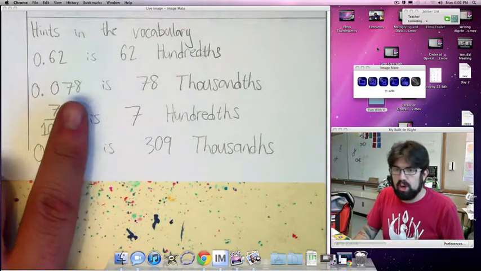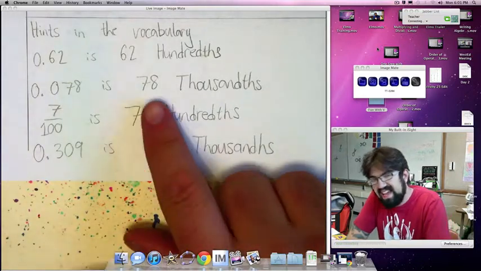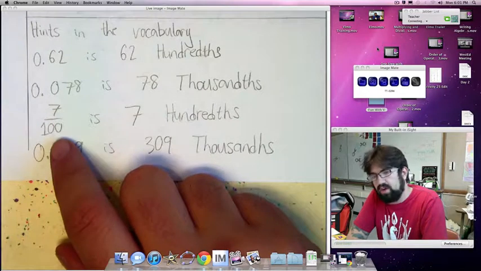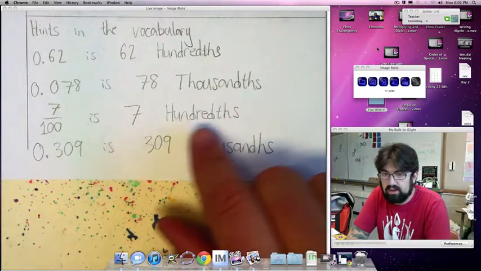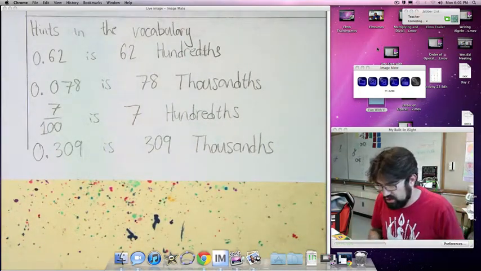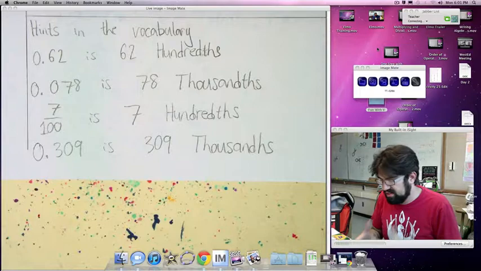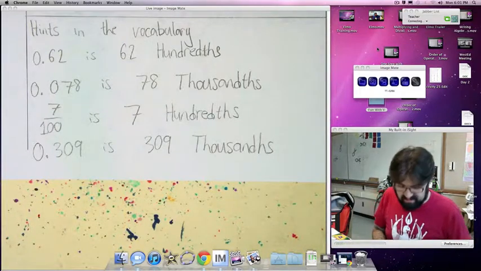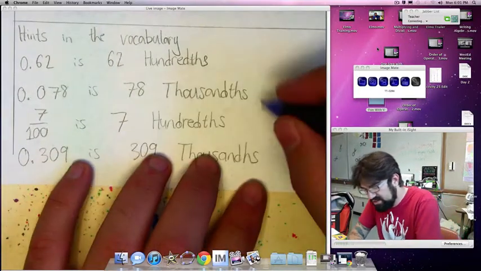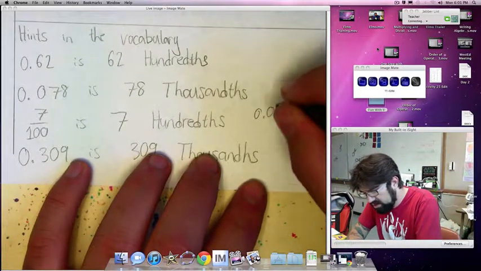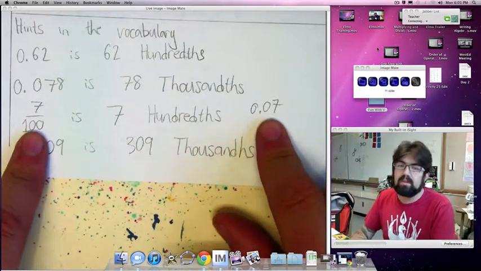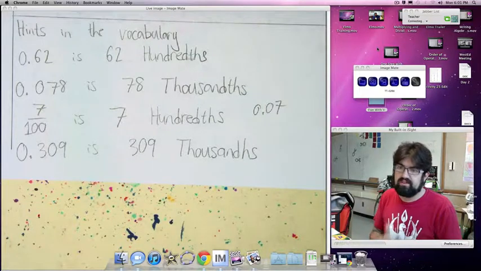0.078, nope, it should be read 78 thousandths. 7 over 100 is 7 hundredths. It can be read that. That's how you read a fraction. You don't read 7 over 100. You're supposed to read it as 7 hundredths. It's the same number as 0.07. These are the exact same number. They both stand for 7 hundredths.